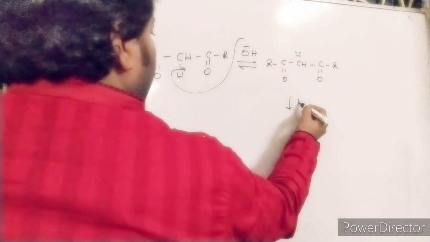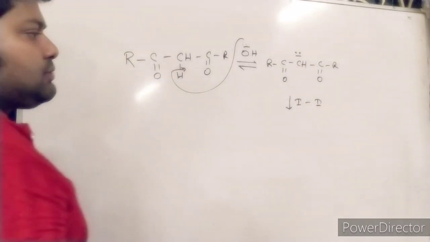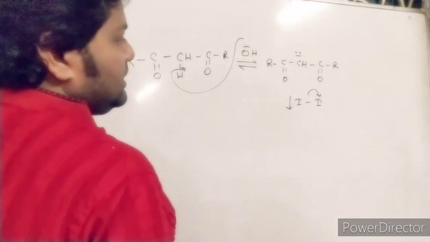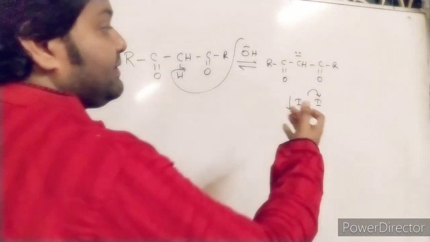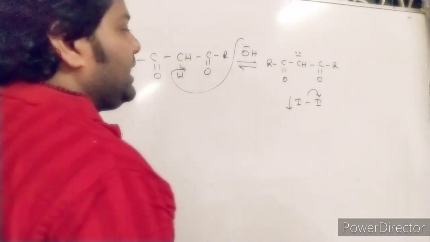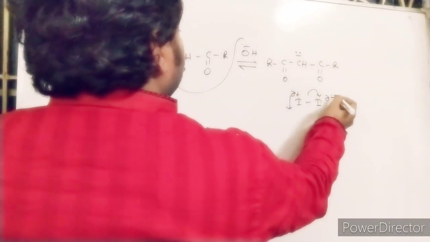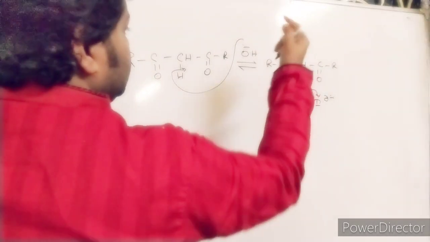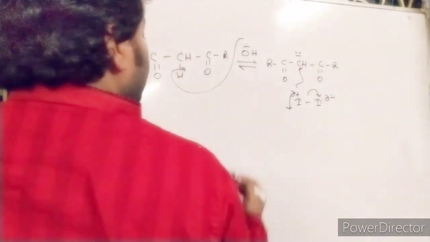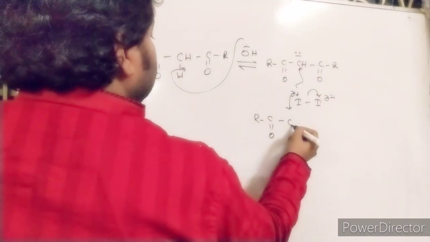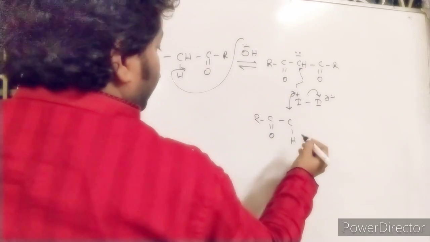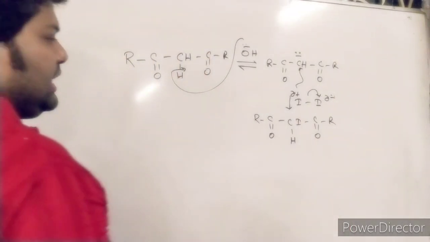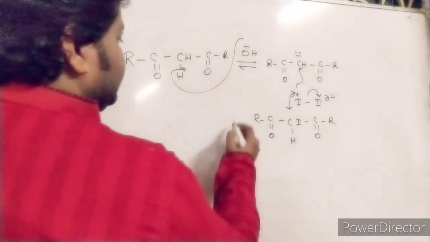But now if it reacts with iodine, what will happen? Due to the repulsion of this negative charge, these electrons, which could have undergone homolytic cleavage, will now undergo heterolytic cleavage, and this will get a delta plus and this will get a delta minus, and this will attack this minus charge, or vice versa. So what are you getting? It is giving you RCOCHICOR. You still have a hydrogen atom which is acidic.